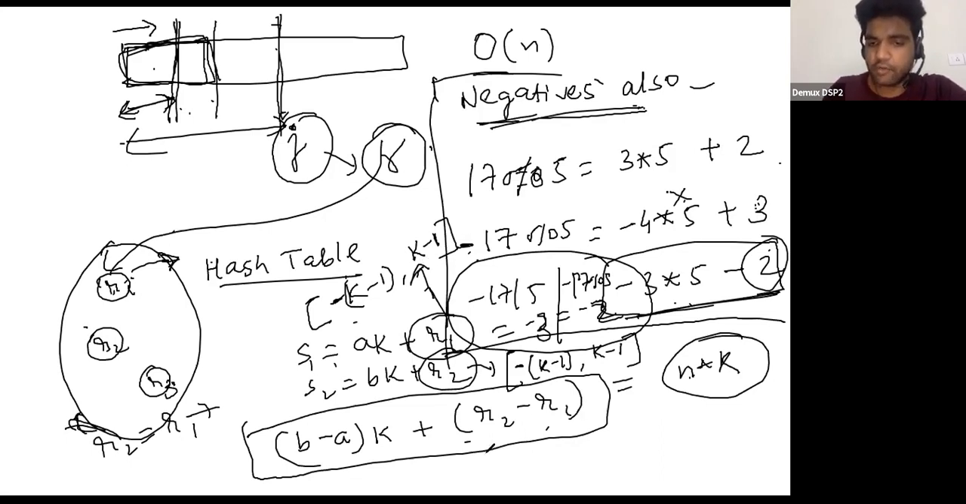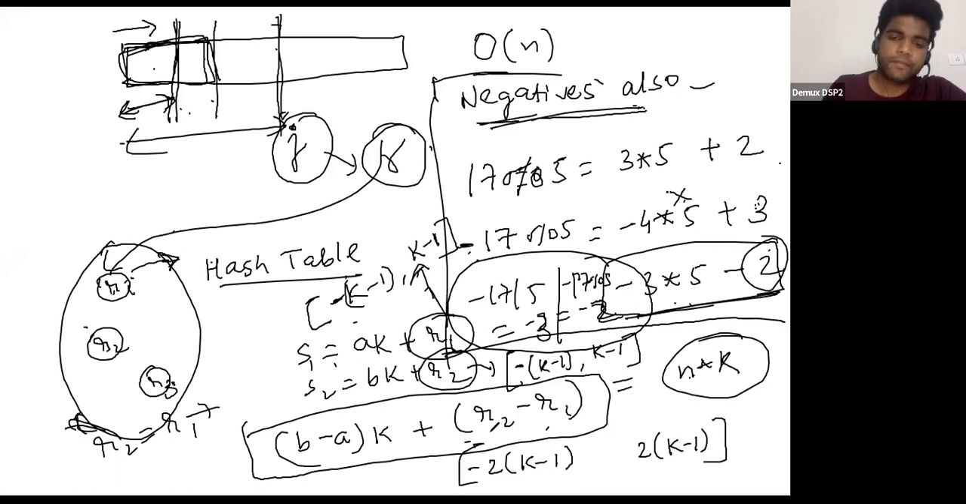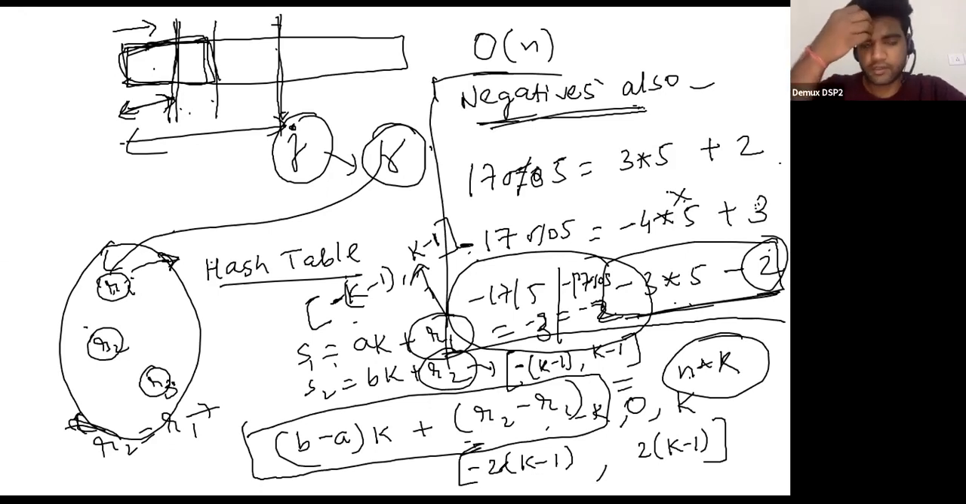So what is the range of R2 minus R1? This is minus 2 times k minus 1 to 2 times k minus 1. This is the range of R2 minus R1. So within this range, how many solutions are there? You have 0, you have k, and you have minus k. Do you understand this? What is the issue, and what was the flaw in the argument?